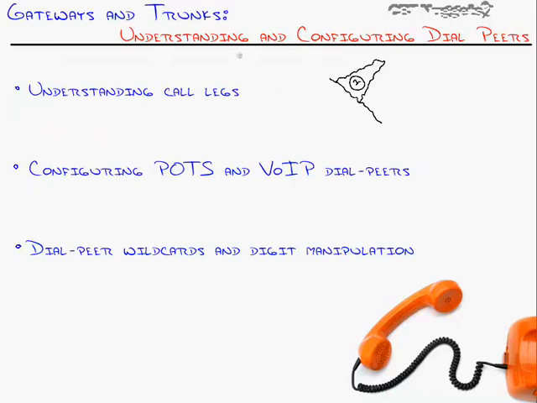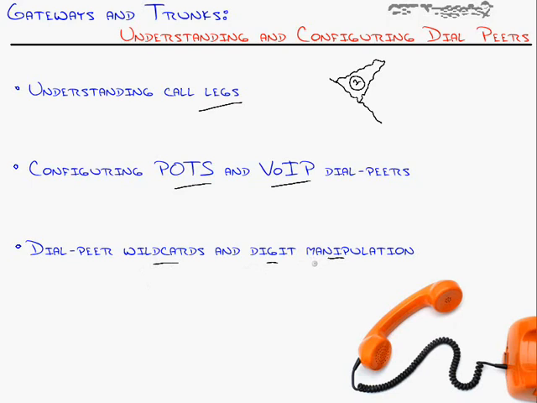So as we go through here, we're going to talk about call legs, which is the idea behind dial peers, what dial peers are all about. We'll then look at the dial peers specifically, two types, POTS, plain old telephone service, and voice over IP dial peers to connect to the two different types of networks that we have. And then finally, we'll look at the dial peer wildcards and digit manipulation, all along having a live configuration scenario that we're setting up bit by bit using these dial peers.